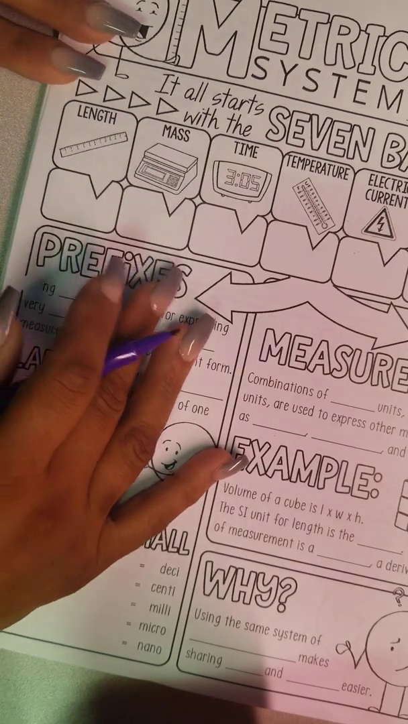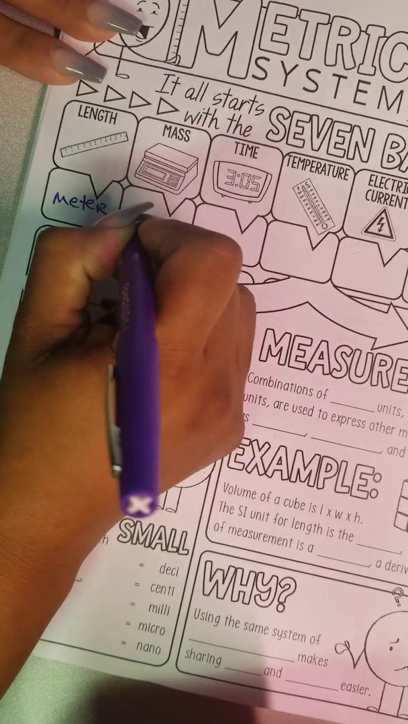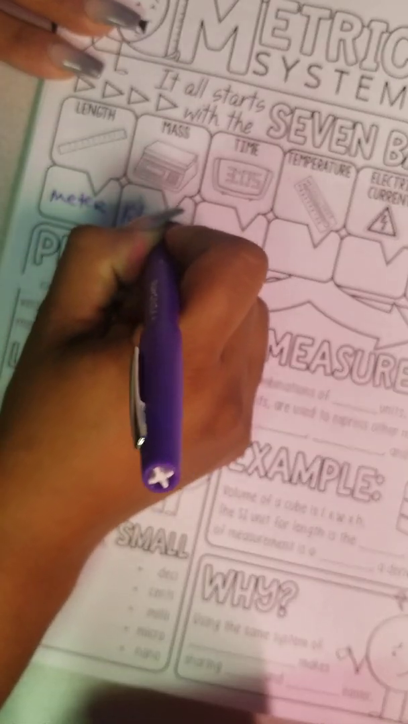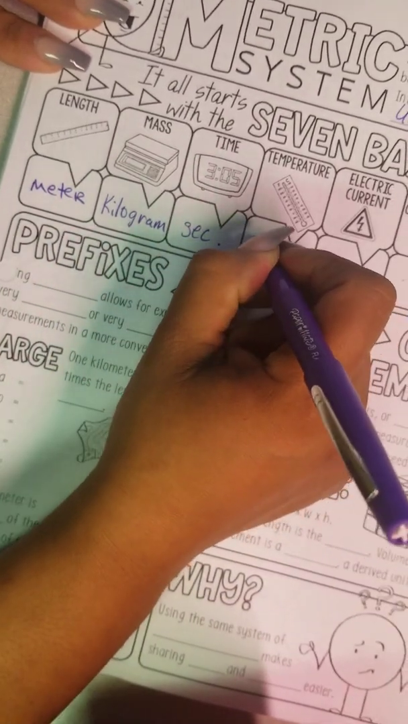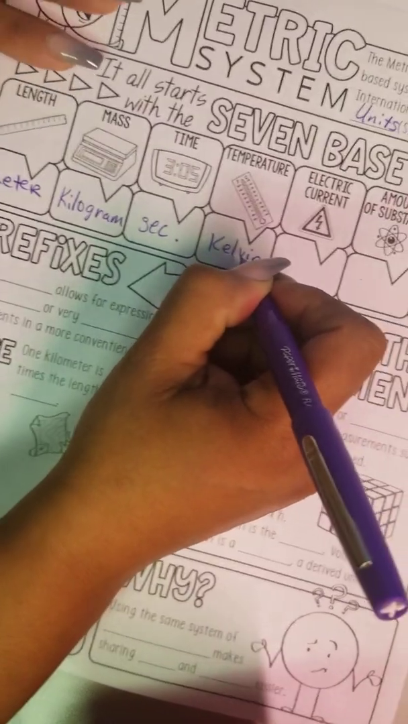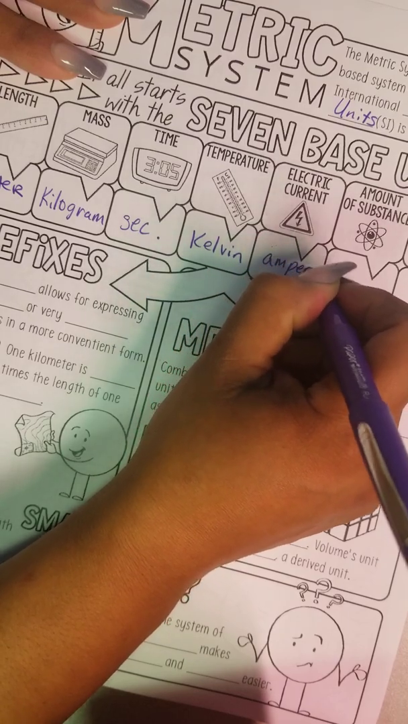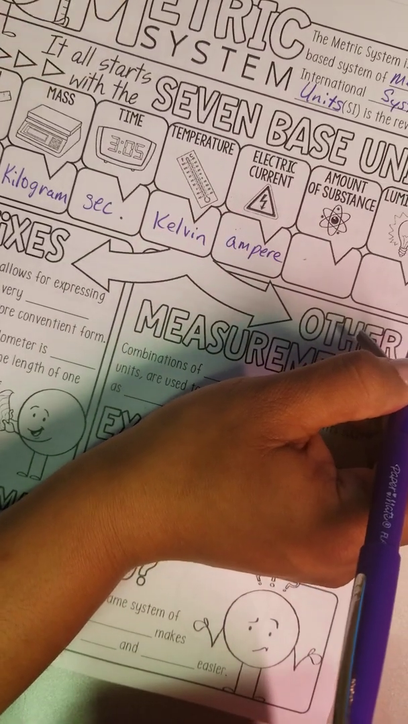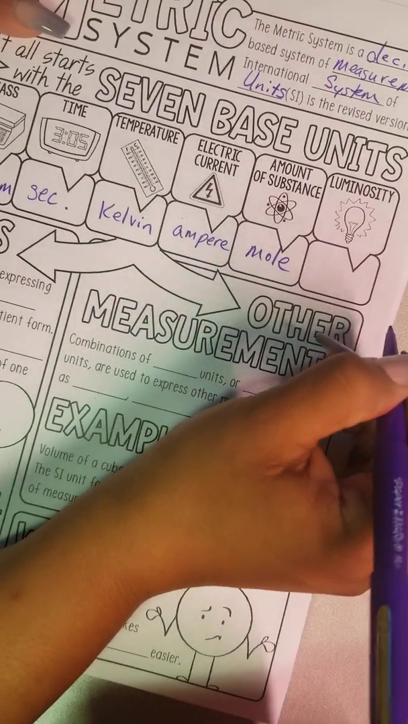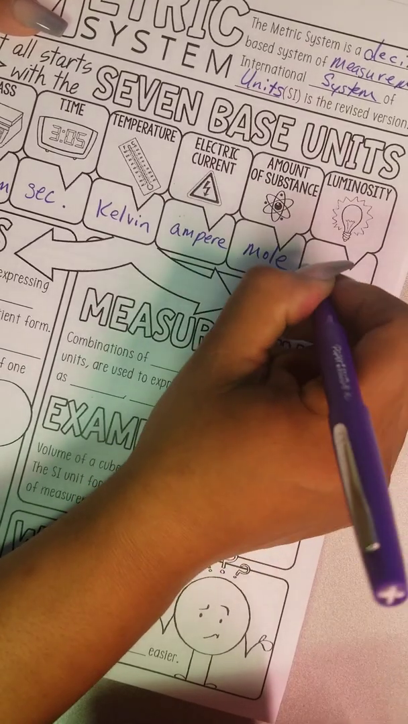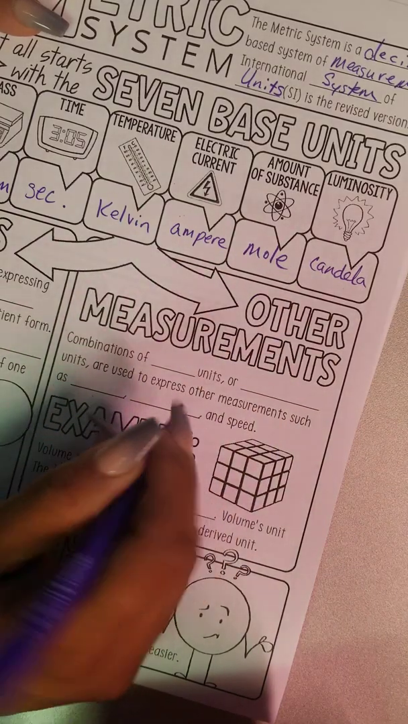Okay, so let's go ahead and start off with the first one, length. We know that that's a meter. And the next one, mass. We know that's a kilogram. Time is in seconds. Temperature is in Kelvin. Electrical current is in amperes or amps, depending on how you pronounce it. The amount of a substance, this is probably your favorite one from last year, a mole. And then luminosity, right? Candela or candela, depending on how you pronounce it.